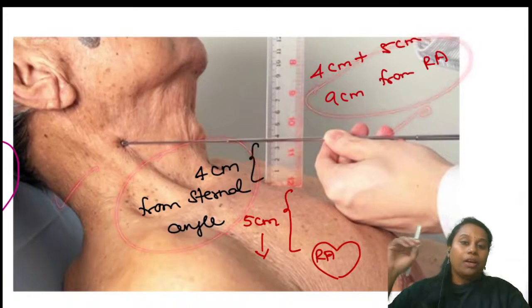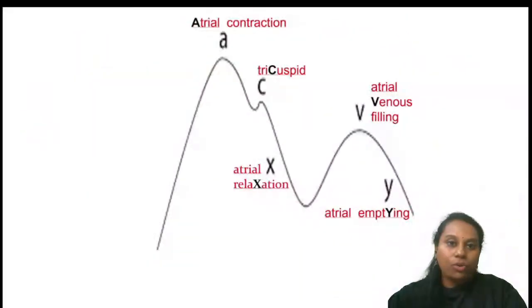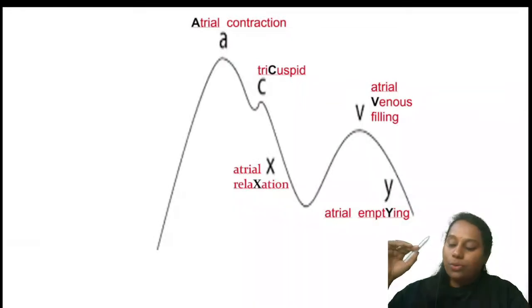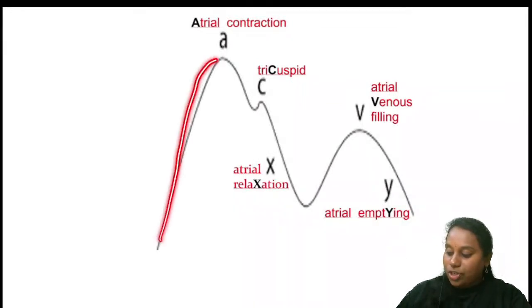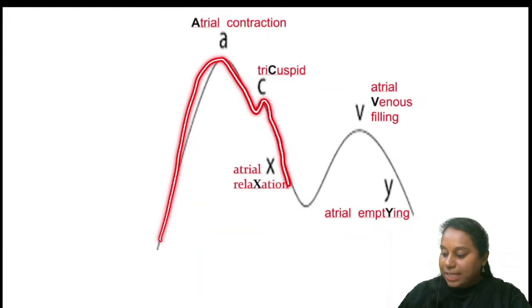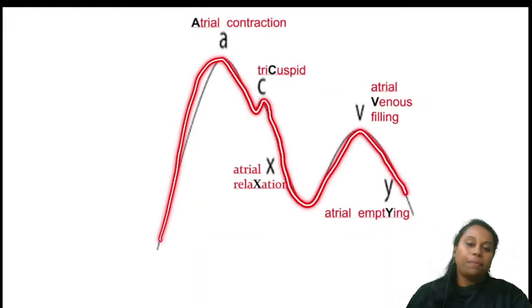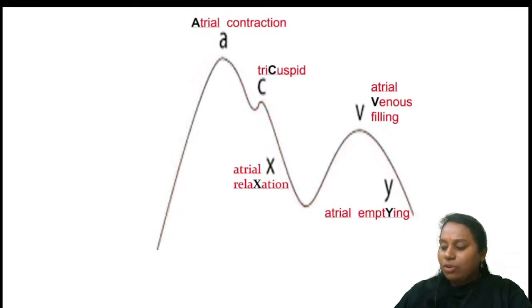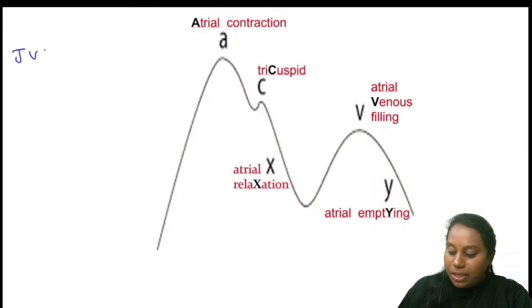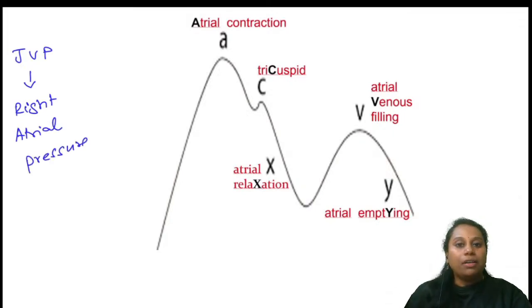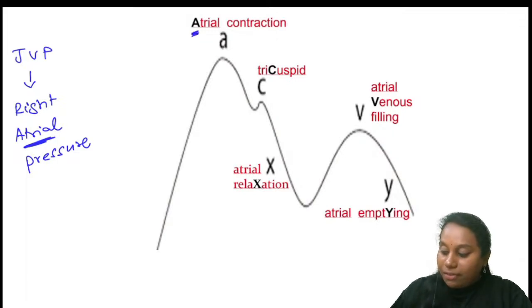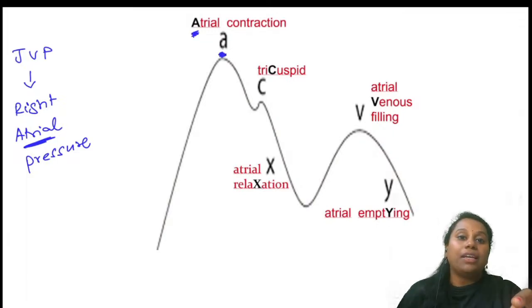You can also connect this to a monitor using electrodes and record the waves. You can draw the waves. So these are the waves of the JVP: A wave, C wave, X wave, V wave and the Y wave. What do they indicate? A very easy way of understanding this is that JVP is a measure of right atrial pressure. So you remember the waves of JVP by correlating only to the atrial events, because JVP is a measure of atrial pressure.